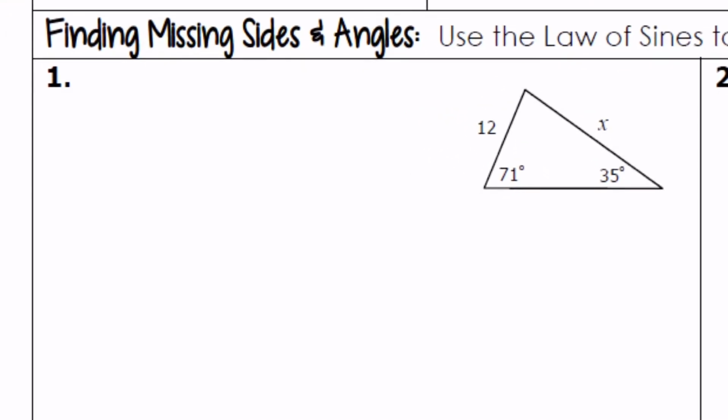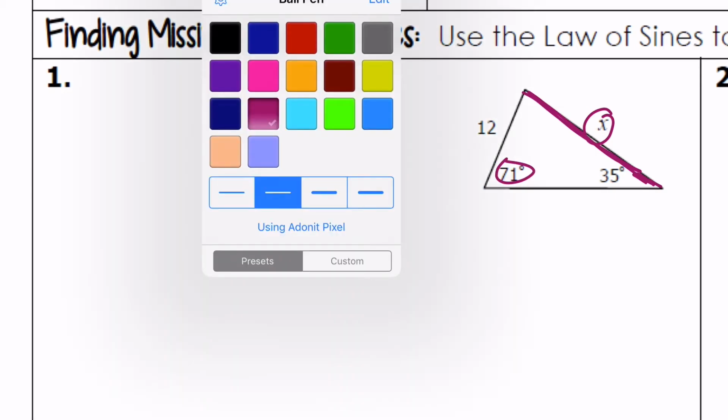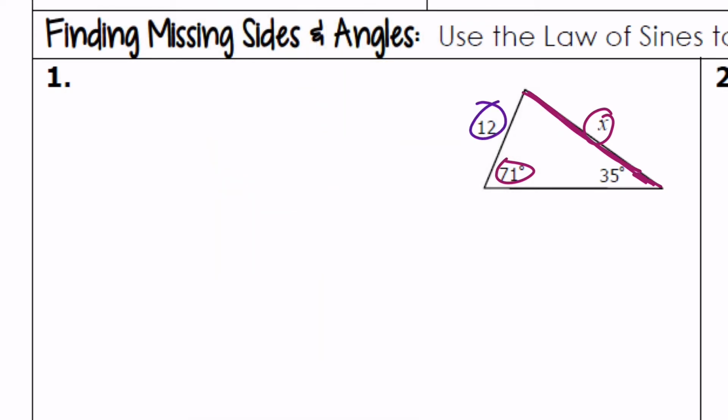So let's look at number 1 here. I'm trying to find this side here. Before I even start, I need to identify what side I'm trying to find. That's x there. I need to see if I'm given its opposite angle. In this case, I am. It's 71. Then I need to look at what else is given. I'm given this side 12. Do I have its opposite angle? Yes, I do. Perfect. Now I have enough info. For each side you're given, you have to have its opposite angle in order to be able to set this up to solve.